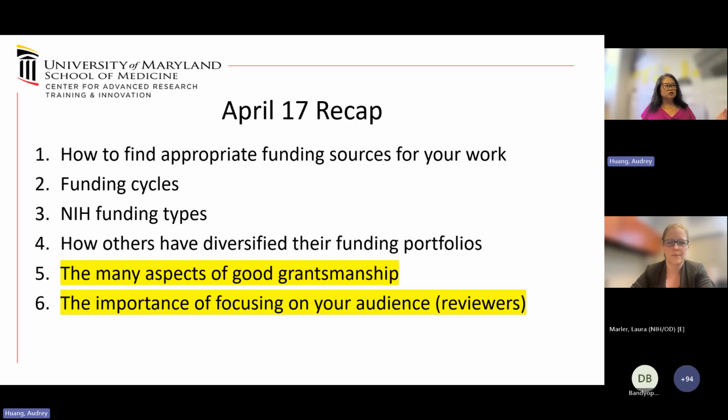We talked about funding cycles in general. We talked about NIH specific funding mechanisms. I gave you a couple examples about how early faculty members have diversified their funding portfolios and staggered timing and source of funding to launch a steadier stream. And then I ended pretty quickly with aspects of good grantsmanship and the importance of focusing on your audience, which would mean reviewers and not anybody else. I've had these highlighted because I wanted to go through them again, because I think they're critical as an introduction for this week's topics.